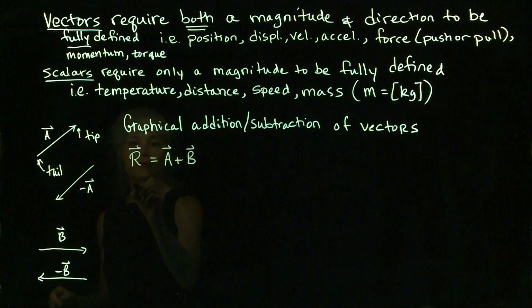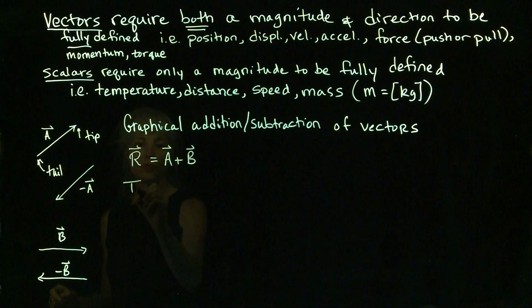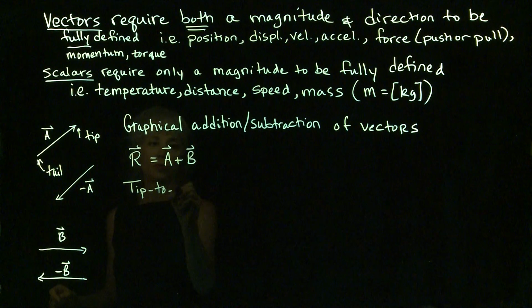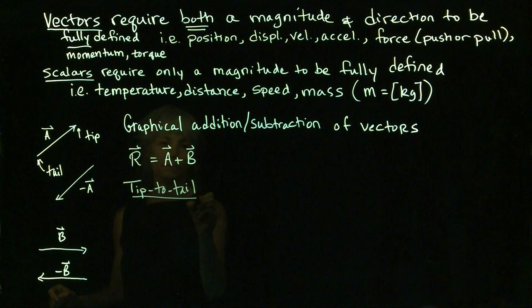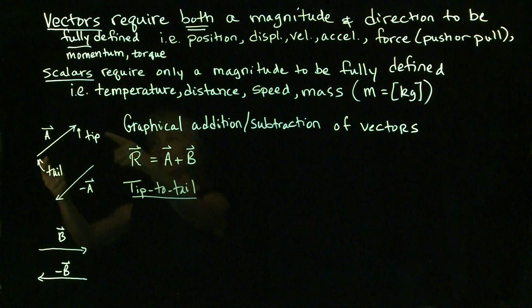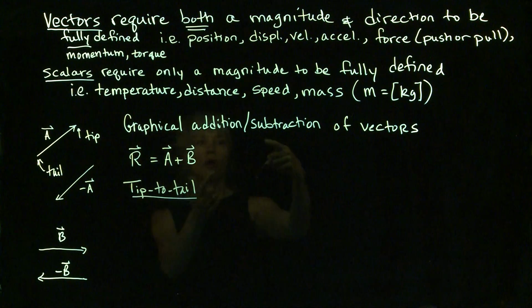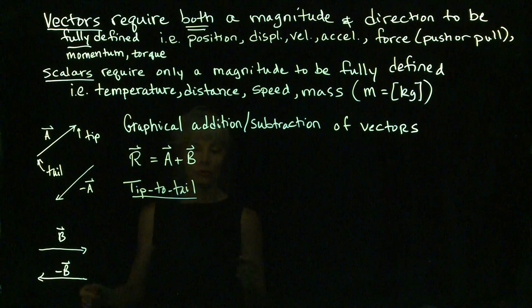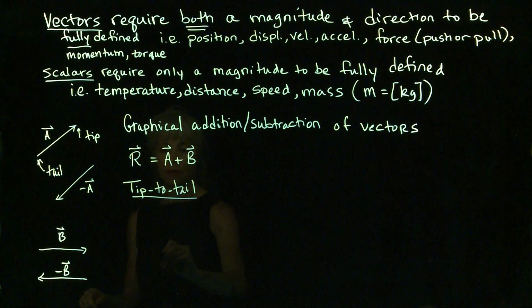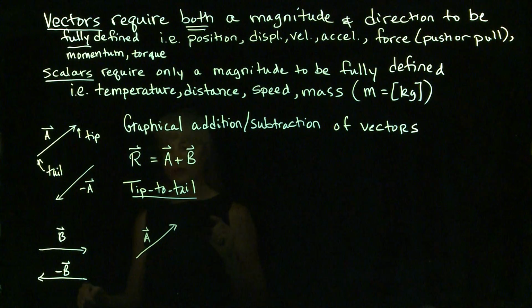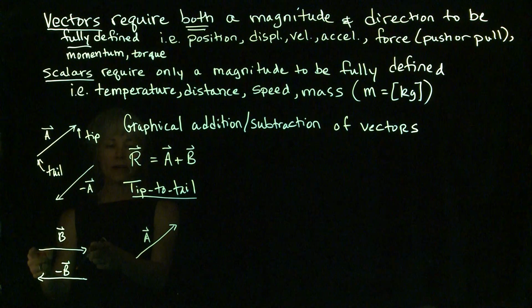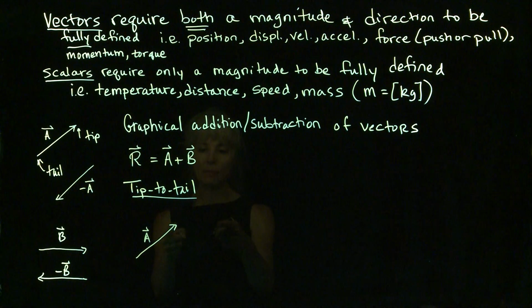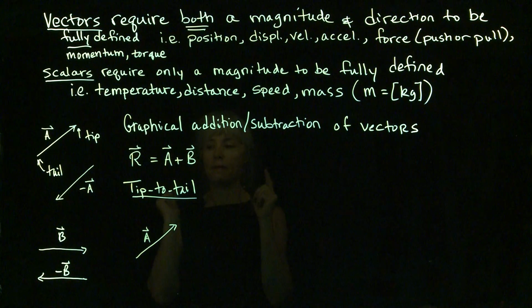Let's look at the two different ways we can graphically add. The first way is called tip to tail. You just simply grab the first vector A, and notice that this vector right here can be drawn anywhere I want. As long as I maintain its length and its direction, it is an identical vector. So here is going to be my vector A. Now I want to add vector B to it. So I take vector B and I place the tail of vector B on the tip of vector A.